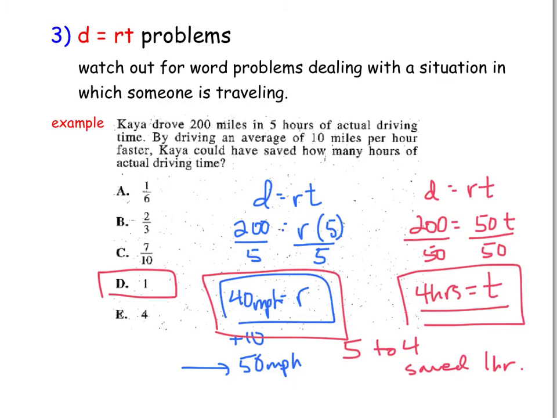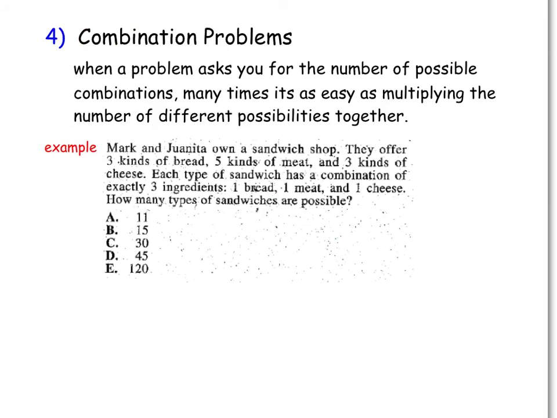All right, the next problem that pops up a lot are combination problems. When a problem asks you for the number of possible combinations, it's usually as simple as multiplying together. And these problems show up at least once per ACT, so watch out for these questions. These should be slam dunk questions if you just recognize it.